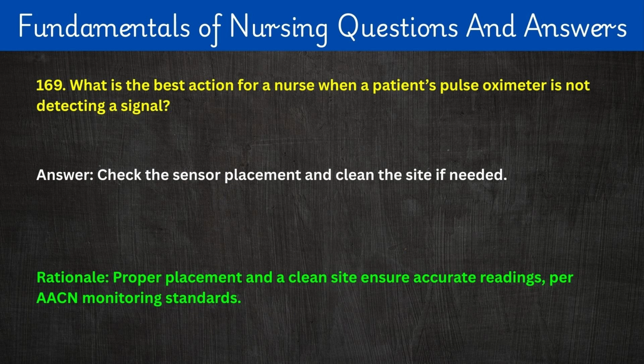169. What is the best action for a nurse when a patient's pulse oximeter is not detecting a signal? Answer. Check the sensor placement and clean the site if needed. Rationale. Proper placement and a clean site ensure accurate readings, per AACN monitoring standards.